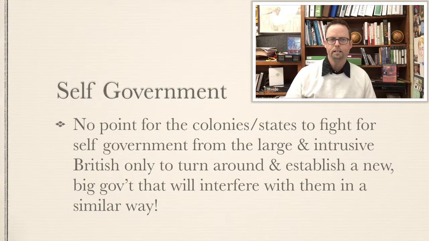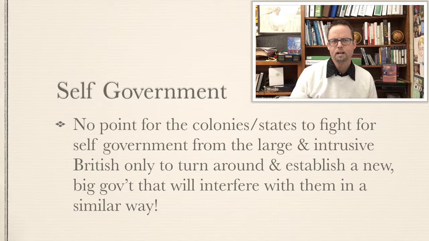With that fact in mind, think about the federal government's intended relationship with the states. Just as colonies wanted self-government from the British, the states wanted self-government from the federal government. There is no point for the colonies, the states, to fight for self-government from the large and intrusive British government, only to turn around and establish a new big government that will interfere with them in a similar way. Understanding this aspect of U.S. history is necessary to understanding the Constitution and thus the nature of American civil government.